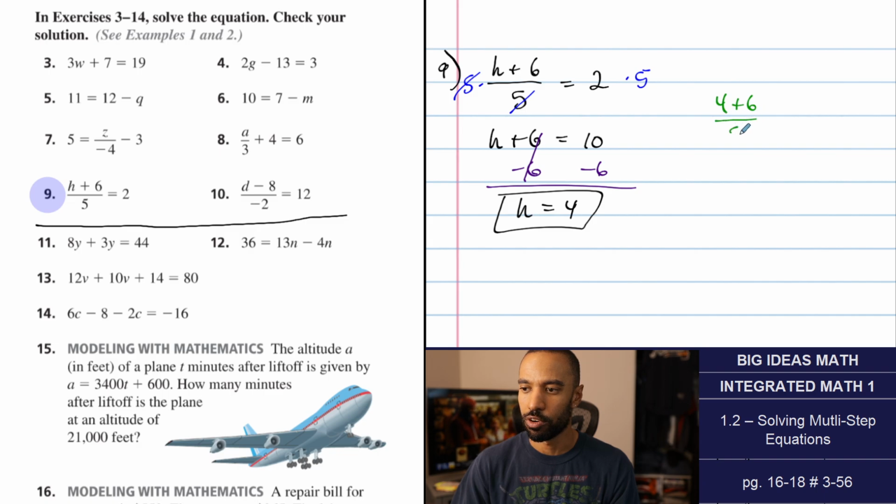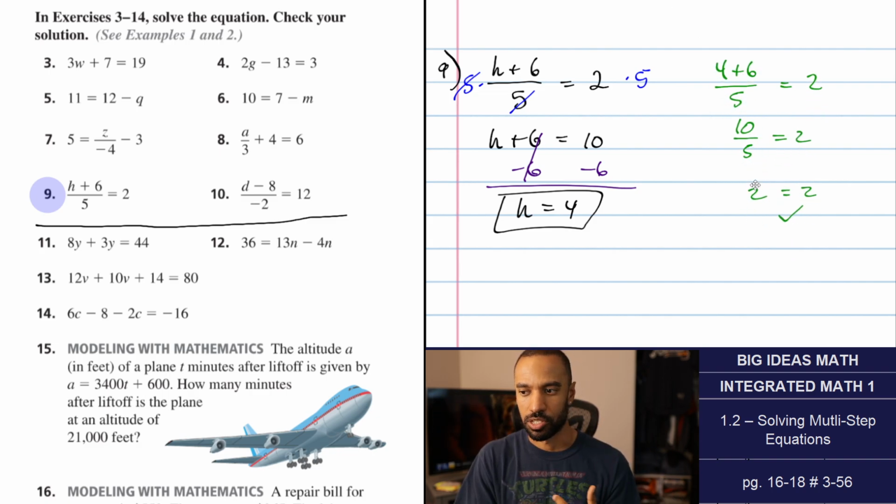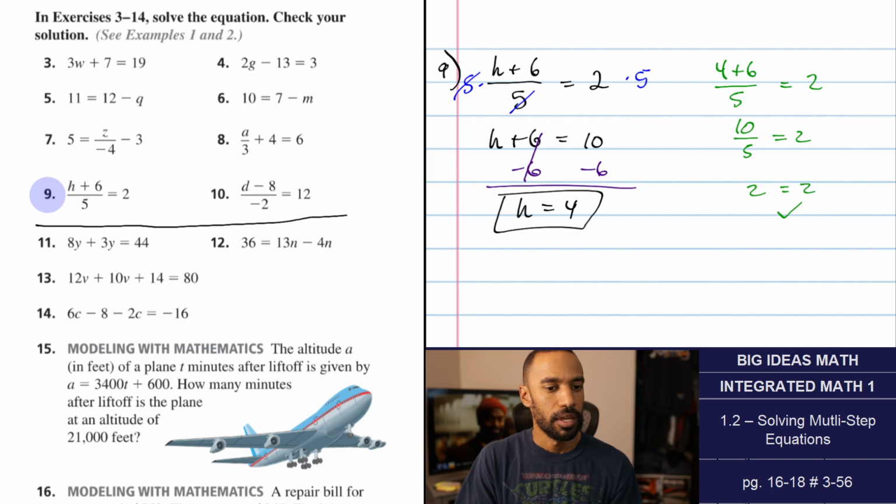Let's check that out. 4 plus 6 over 5 equals 2. There's my substitution of h. Notice you do 4 plus 6 first. You get 10. And 10 divided by 5 is 2. And there we have it. Trust the process. Trust the process. Number 10 is more of the same. We have a couple more negatives in the way, but that didn't stop me.